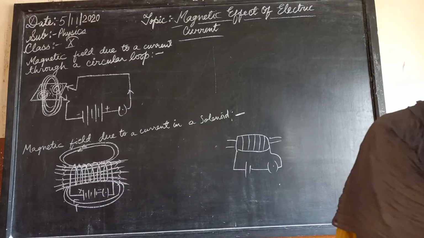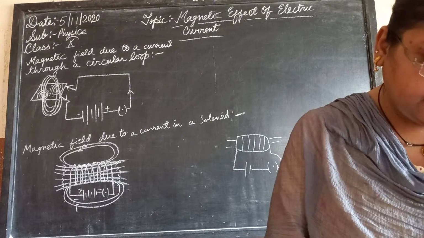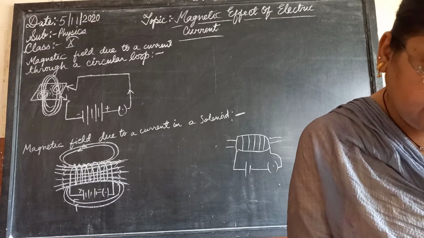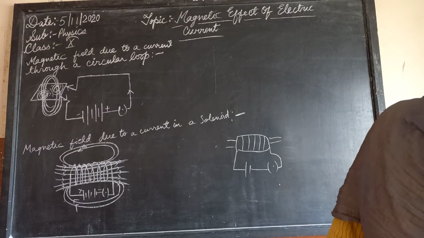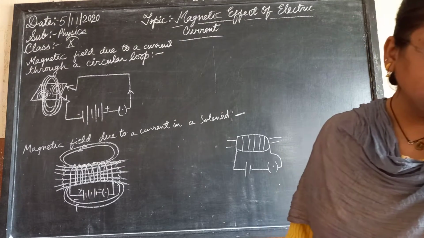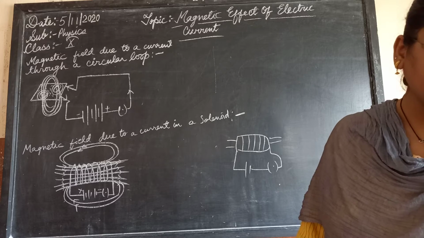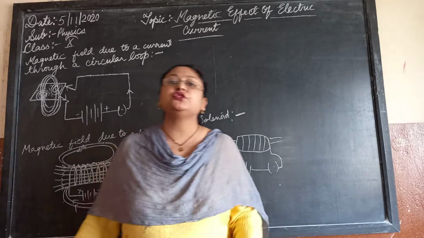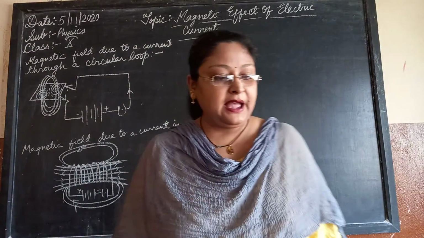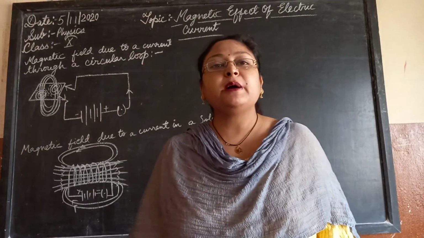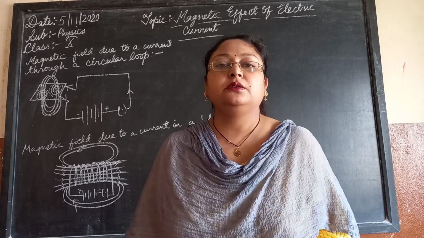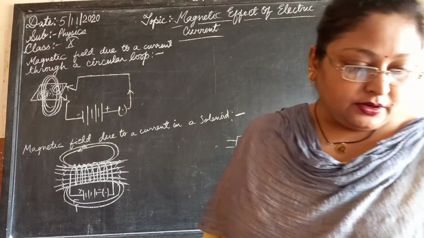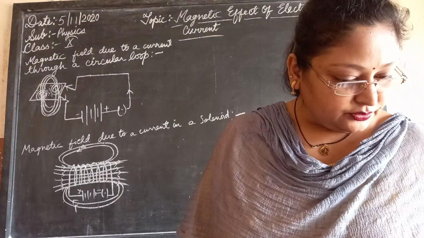So the first question of your chapter is given on page number 224. How does a magnetic needle get deflected when brought near a bar magnet? When it is brought near the bar magnet, it will align itself in the north and south direction, and with the help of the bar magnet we will be able to draw the magnetic field lines of the bar magnet too. So this is the answer to this particular question.